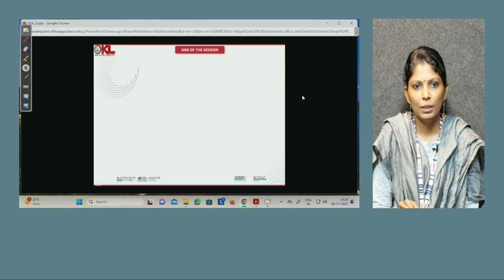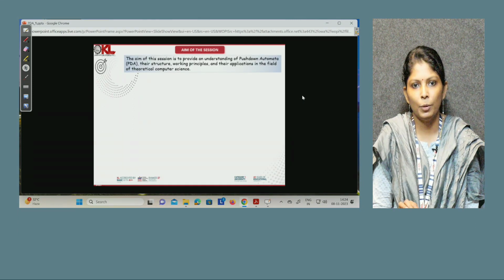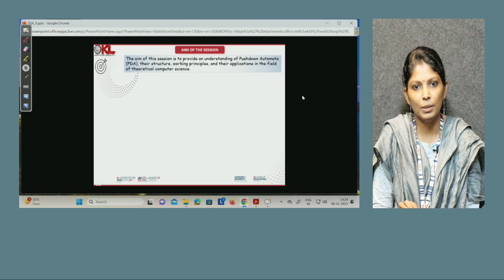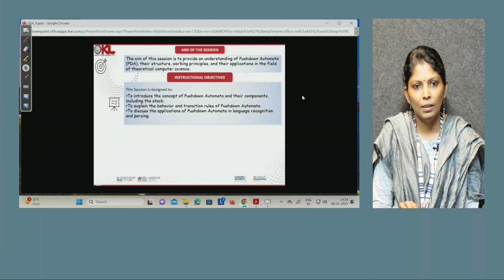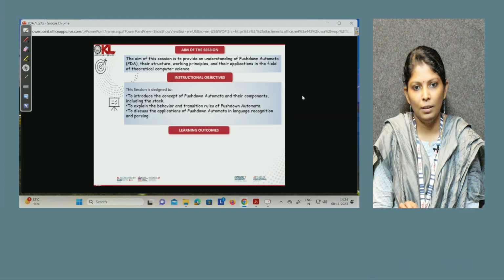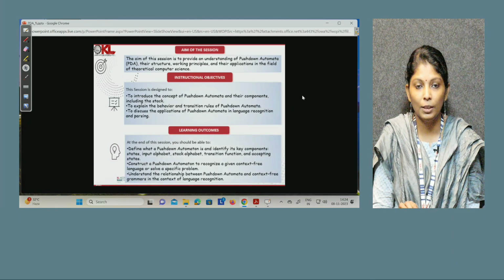Now the aim of our section is to provide the understanding of push down automata, their structure, working principles and their applications in the field of theoretical computer science. And these are the instructional objectives and the learning objectives, learning outcomes.